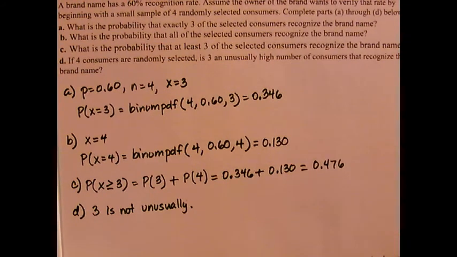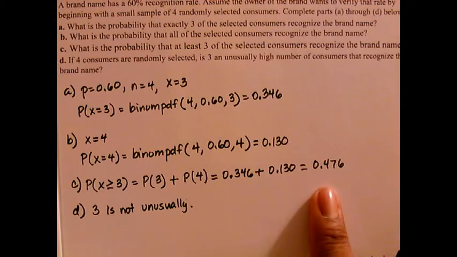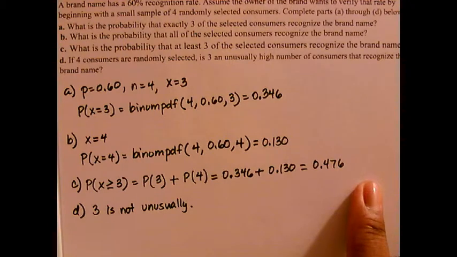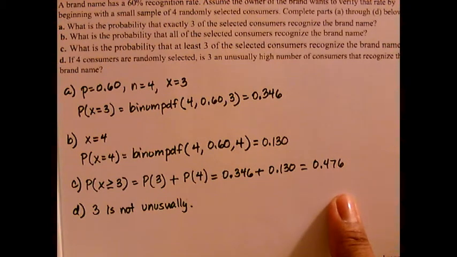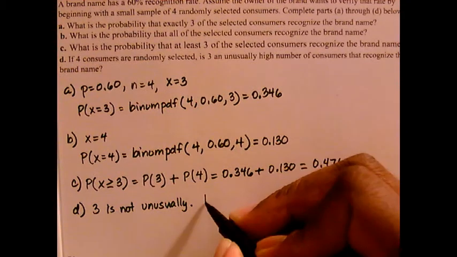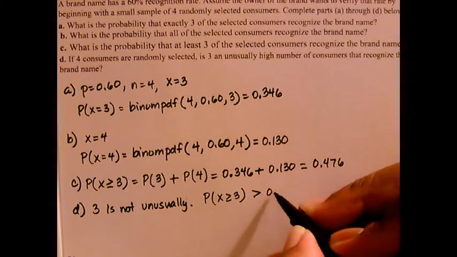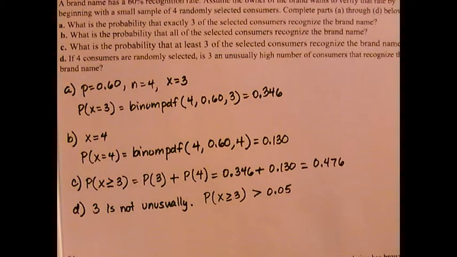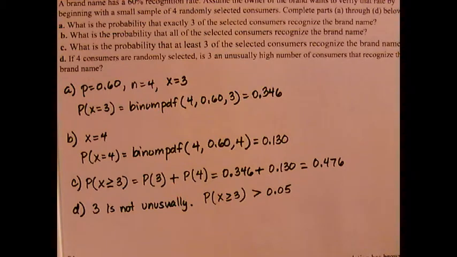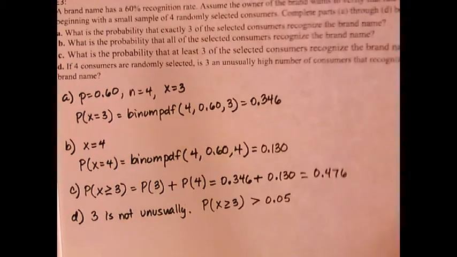And the reason for that is that the probability that exactly 3, or at least 3, which is going to be 0.476 that we got back in part C, is bigger than 0.05. So here we can say that the probability that x is greater than or equal to 3 is bigger than 0.05. Now, had it been less than 0.05, then it would be unusually high.